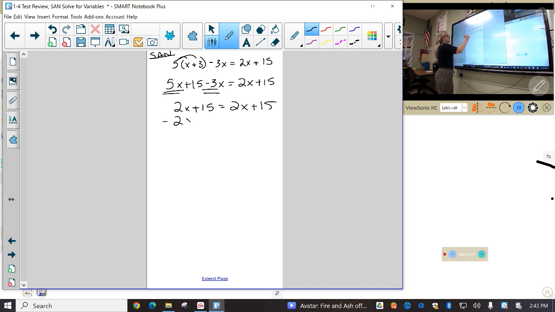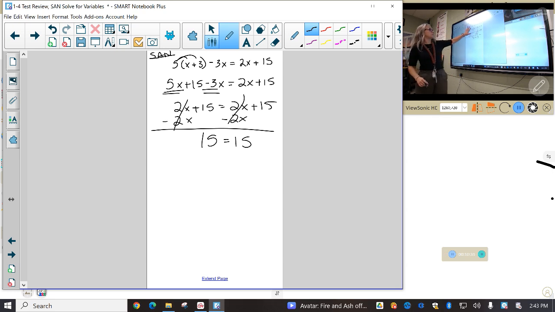If I subtract 2x from both sides here to get the x's on the same side, they both cancel, and I'm left with 15 equals 15. Which means these two sides are exactly the same. 2x plus 15 and 2x plus 15 are exactly the same. So any number I put in here for x is going to equal this side because it's the same equation. So this is always true. And this is a true statement, so that also makes it always true.